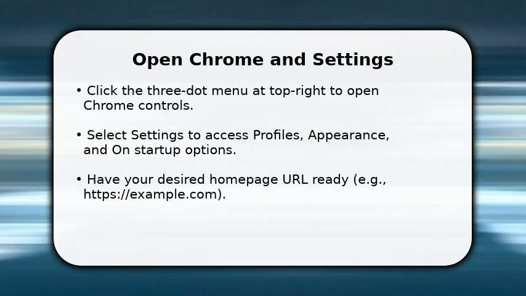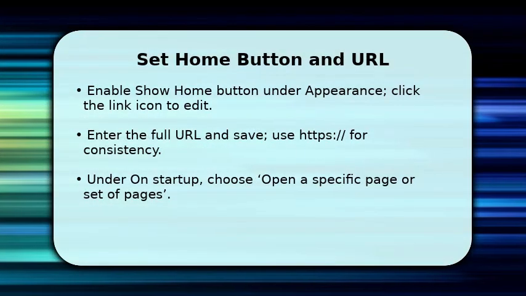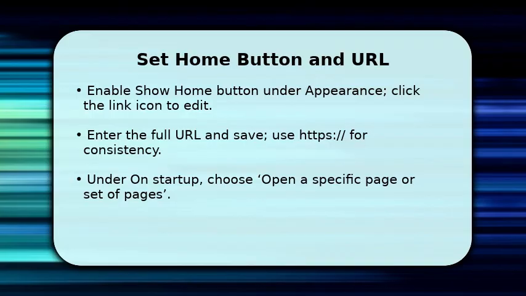Now you enable the Show Home button under Appearance so you can access the home page with one click. Click the small link icon next to that toggle, type or paste the full URL, use https:// to avoid mixed content, and confirm.